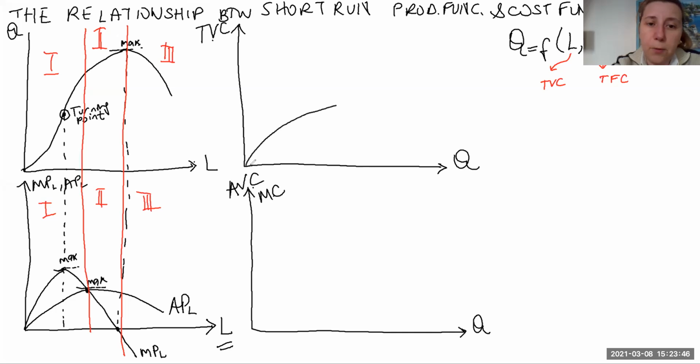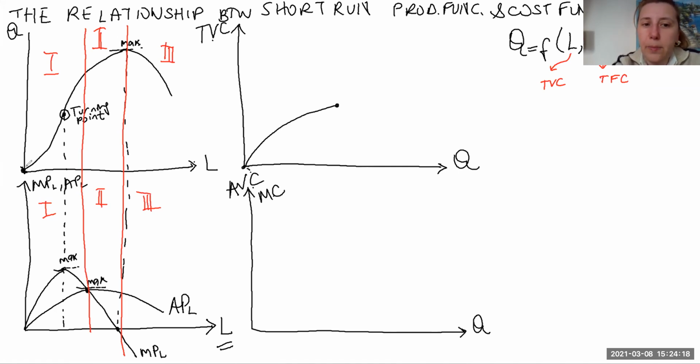It will start from the origin, because when there is no output, the firm is not using any labor, so there will be no payment to the labor. So because the production function is starting from the origin, then the total variable cost function will start from the origin. When there is no output, there will be no use of labor, so no payment to the labor. So it will start from the origin.